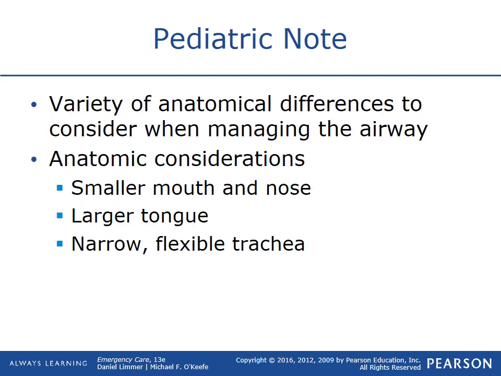There's a variety of anatomical differences to consider when managing the airway. Some people have smaller mouths and noses and it's more difficult to keep their airway open. Larger tongues, especially kids. They're going to have a small mouth and nose, larger tongues, and then that narrow, flexible trachea that can become easily blocked.